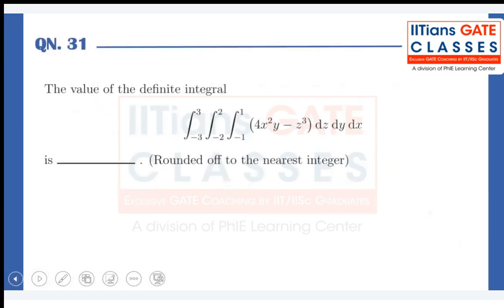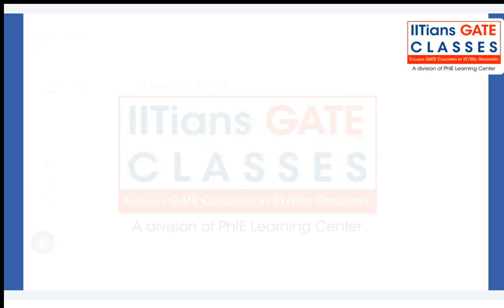The last question is from integral calculus, the multiple integration topic. The value of the definite integral, integration from minus 3 to 3, minus 2 to 2, minus 1 to 1, of 4x square y minus z cube, dz dy dx, is? So let's try to solve it. You can clearly see here that these are the limits of z, these are the limits of y, and these are the limits of x, because that is the order of integration given. So we have to integrate first with respect to z.